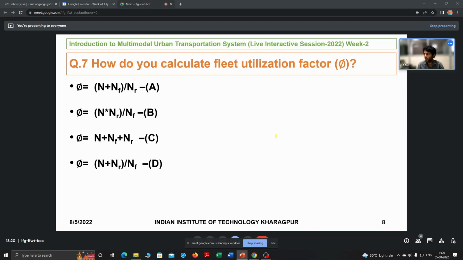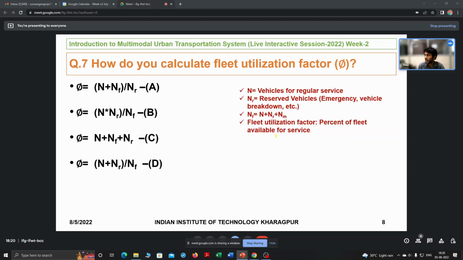So then the next question is how do you calculate the fleet utilization factor? So what are these NF and NM? N is suppose you have that number of vehicles for the regular peak hour service, because generally in the peak hour the demand is very high, so you need more buses than the off peak hour. So in the peak hour suppose you have N number of vehicles, right? So it is called N.